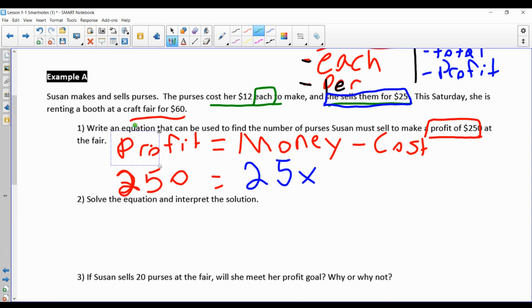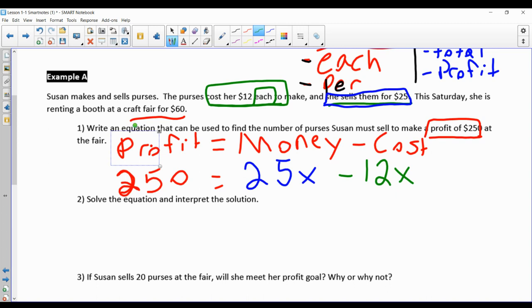Last but not least, we've got to figure out the cost. And in this case, there are actually two different costs. So first off, I'm going to subtract, and I want to think about how much the purse is actually going to cost her. Well, we have that line up here. It costs her $12 each to make. So I'm going to write this out as 12x. We have to subtract 12x from the situation because it's $12 for the cost, and we don't know how many purses she has.